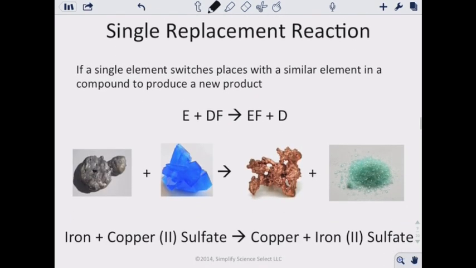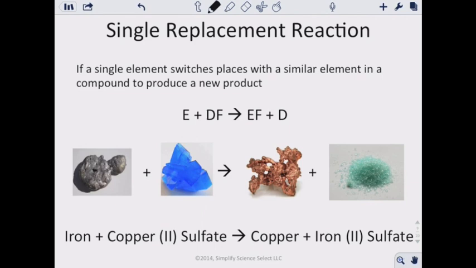In a single replacement reaction, if a single element switches places with a similar element in the compound to produce a new product, we have a single replacement reaction. You can think of this as an element plus a compound producing a new compound plus another single element. In the equation we have for it, the E switches places with the D. So now the E is bonded to the F and the D is by itself. Those are just letters that represent chemicals.